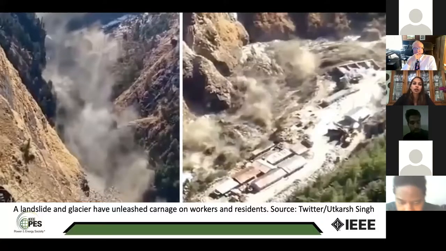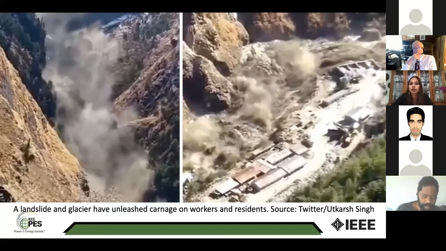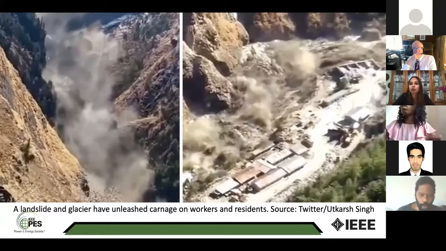As we can see in the landslide and the glacier that unleashed carnage on workers and residents in Uttarkashi in the recent Himalayan tsunami that occurred on February 7th, you can see the water, the glacier broke, and the whole power plants were just disrupted and washed away. It not only wiped out the communities that lived there, it wiped out the power plant just like that. So that's the power of Mother Nature for you.